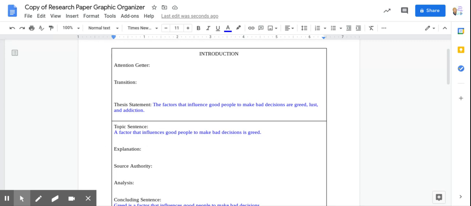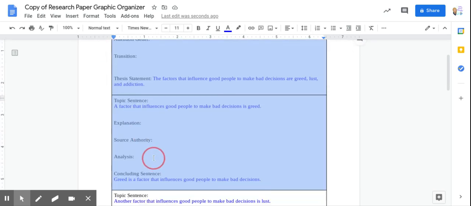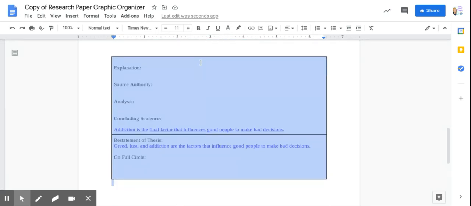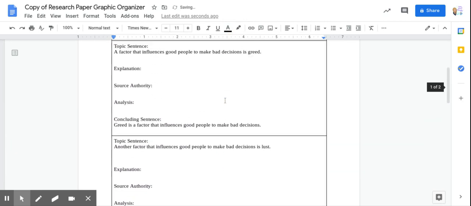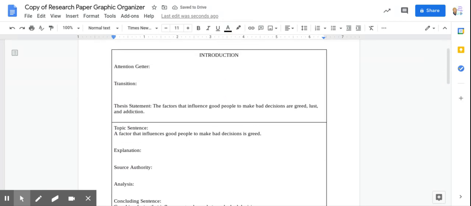Now, the first thing that you need to do, though, is highlight the whole graphic organizer, and change the font back to black. And what you're going to do now is when you go into explanation, you're going to use blue once again so that I can actually check it quicker for you, so I can see all of your new work is the blue. So make sure you follow that important direction.